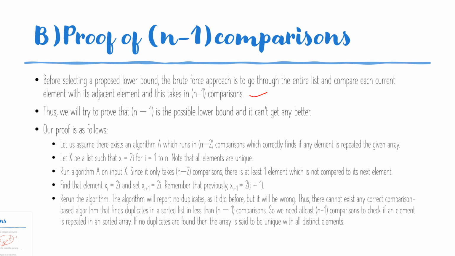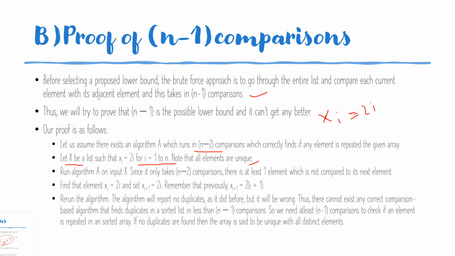So I'm trying to prove it can't get any better. I take n minus 2 comparisons, assuming that we can do this in n minus 2 comparisons using an algorithm A which exists. I'm taking an array X which has elements x_i equal to 2i for i equal to 1 to n. I'm assuming that all elements in this are unique.